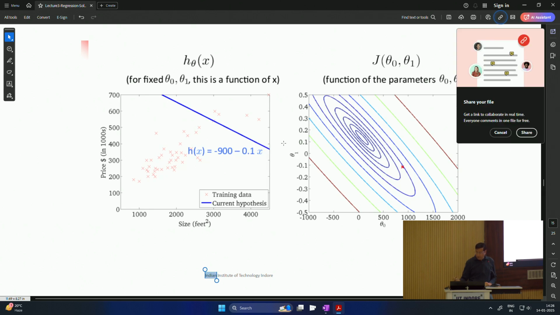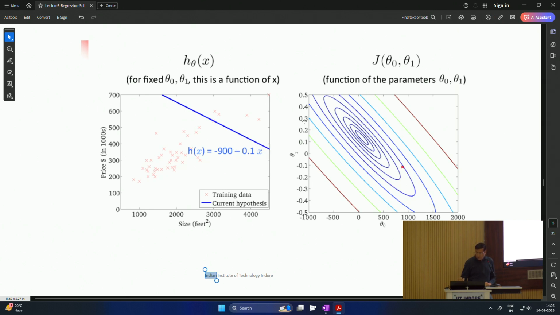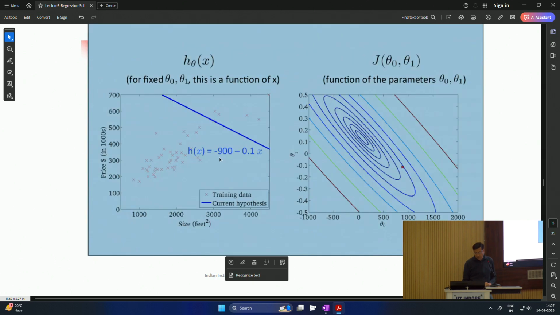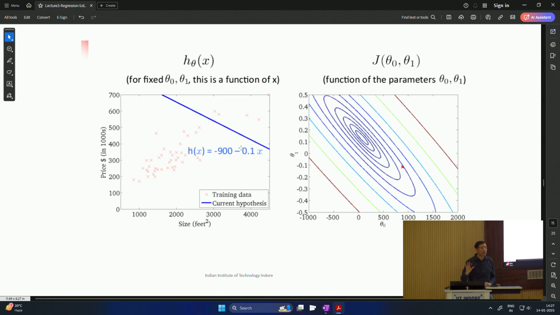So when you draw the J theta, the contours of that, what are contours? Where the function has the same value. So these contours are outside a larger J theta, the residue function, and as it gets smaller and smaller, it's a lesser value of the residue function. So initially you did an initial guess of theta naught to be minus 900 and theta 1 to be 0.1. Let's say, this comes from experience. A domain person will tell you where to start.